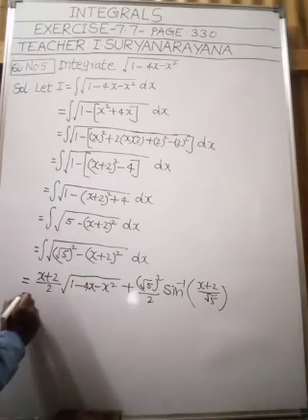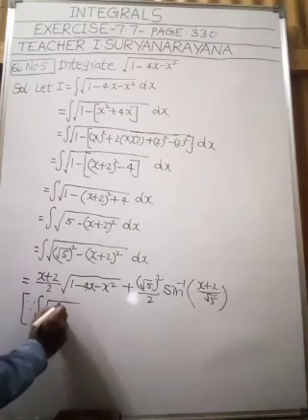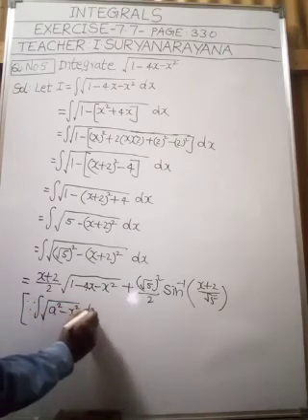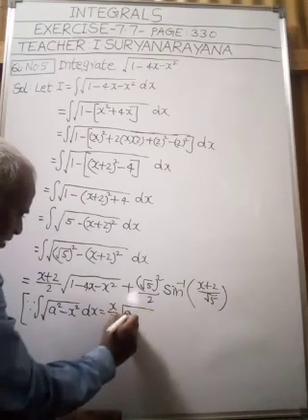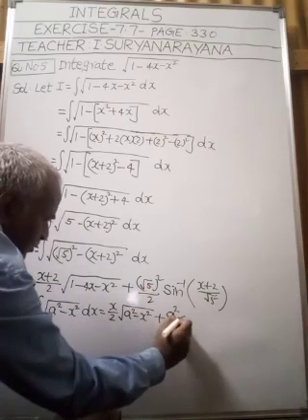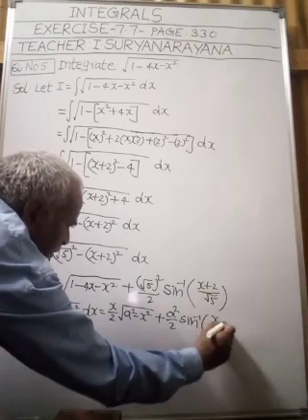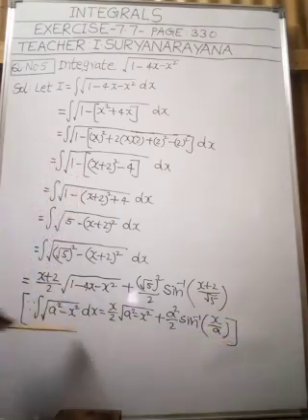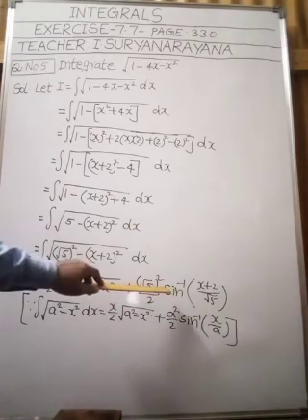By using this standard integral, the integral of root of a square minus x square dx is equal to x by 2 root of a square minus x square plus a square by 2 sin inverse of x by a, we wrote this step. Understood this step, my children?